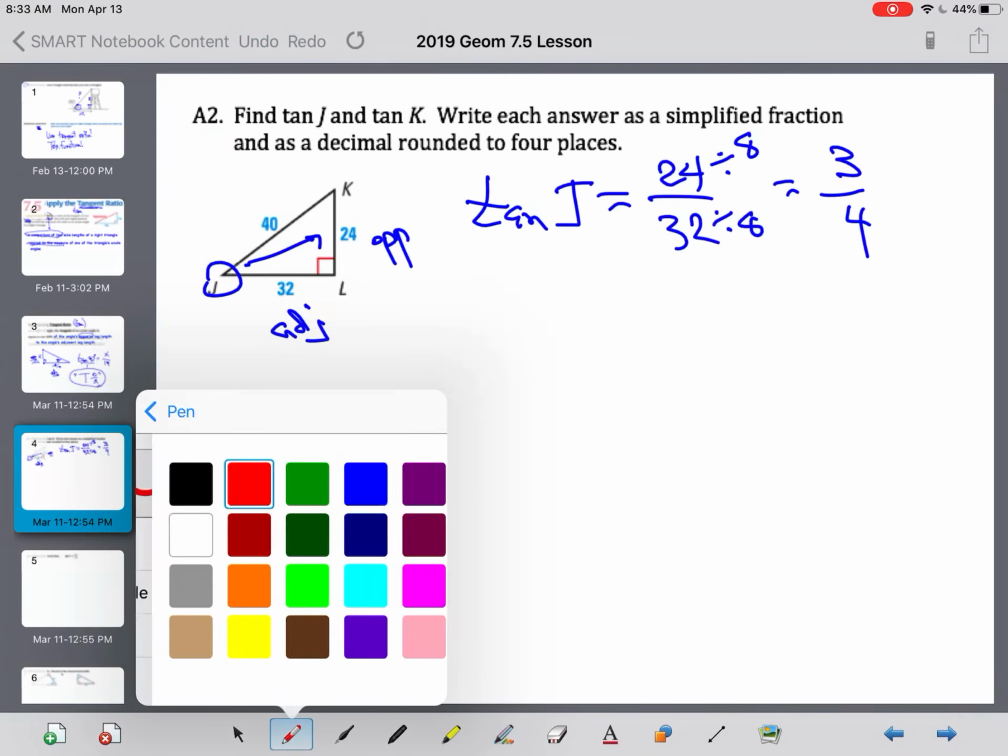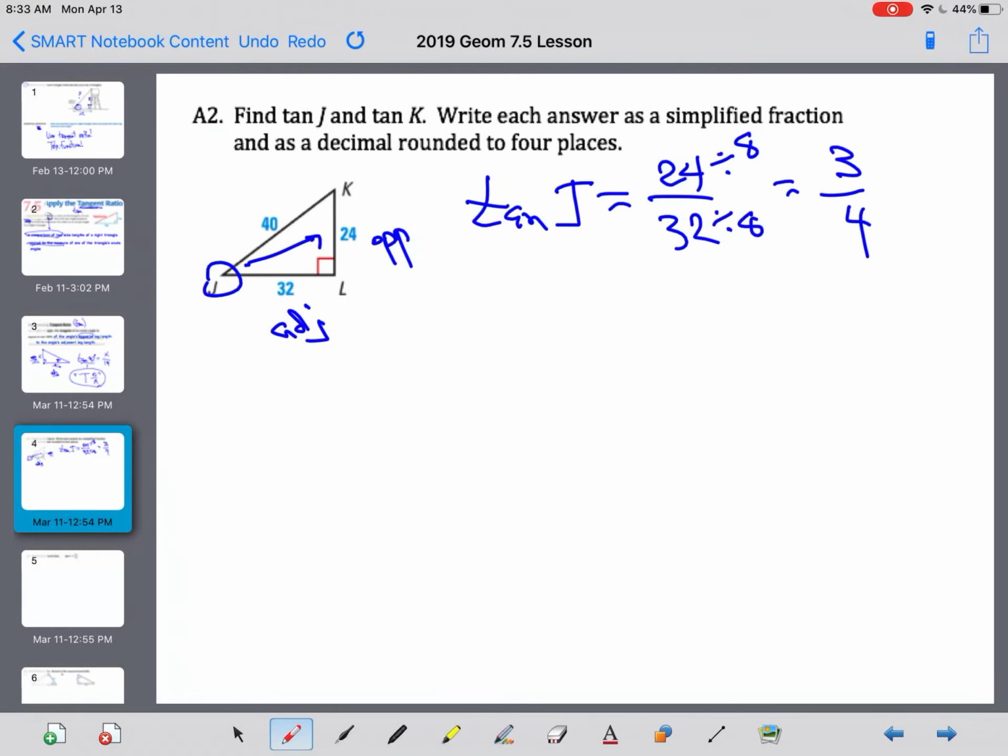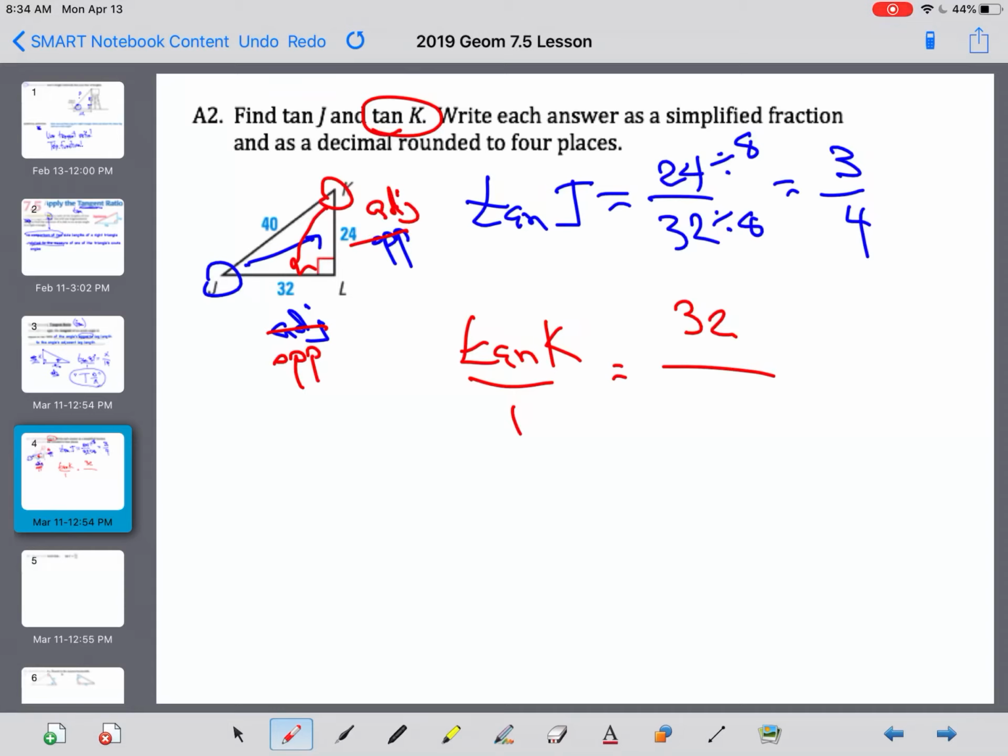Now if we work on the second part of this, the tangent of K, I've got tangent K, and I could put that over 1 if I wanted. Here's K, and here is the opposite in terms of that angle, so 32 on top. And then the adjacent now changes to this, depending on where the angle of interest is. So that's going to be 24. Same numbers as above, except it's the reciprocal, or flipped.